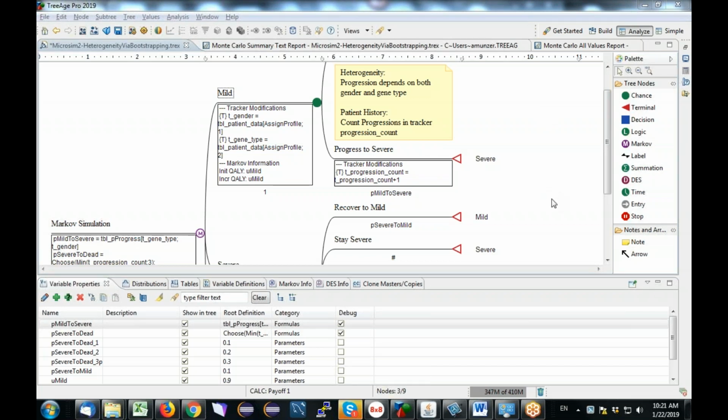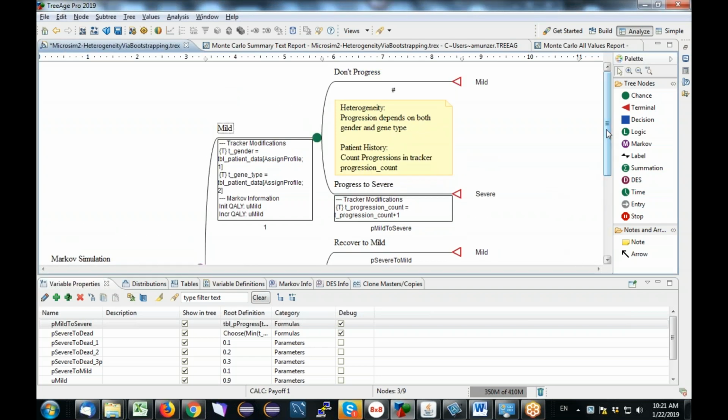Okay, good. So now let's get on to patient events. There is one event in this model, and it's in both of those two models, that we're tracking, and we're using that patient history to change things. And where you see it is right here. This is a tracker. T progression count equals T progression count plus 1. So when any patient reaches this progress to severe progression node, we add 1 to the count of progressions. Okay, so we're basically just recording how many times that individual has progressed.